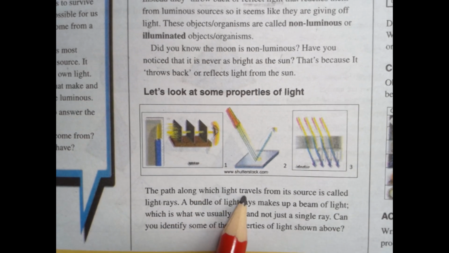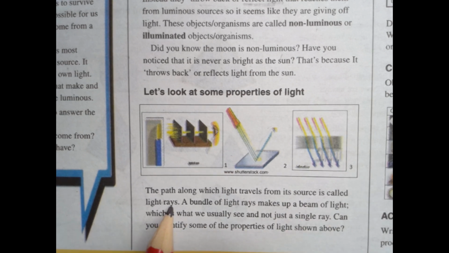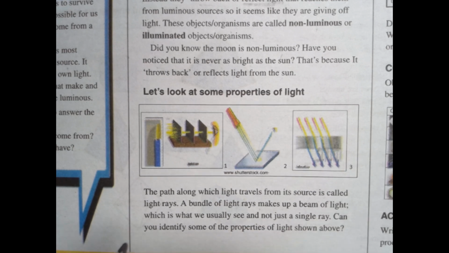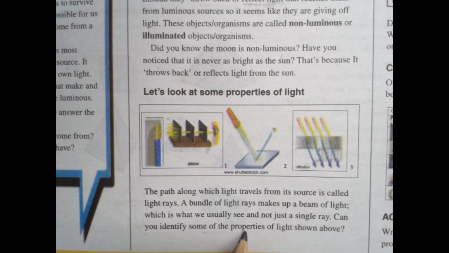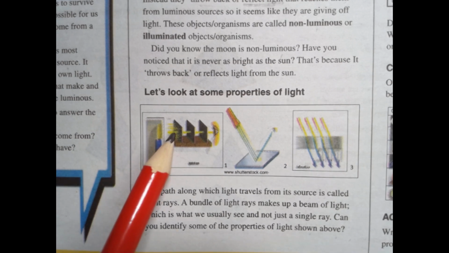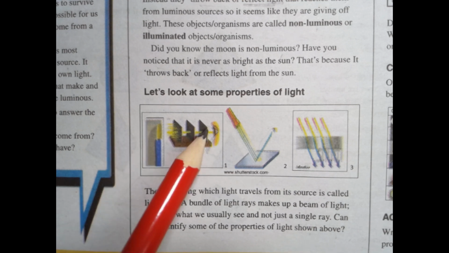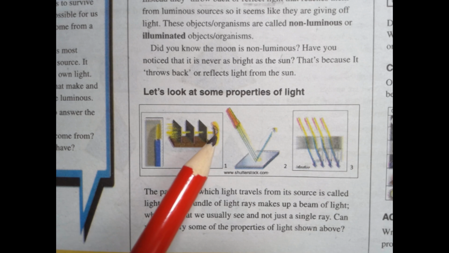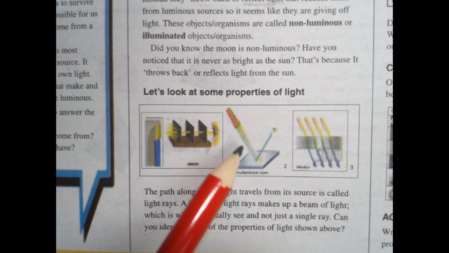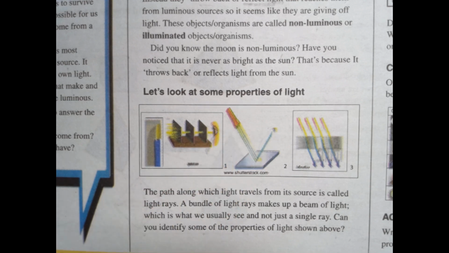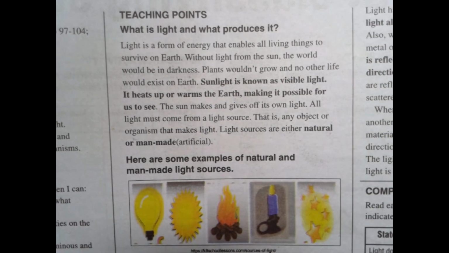The path along which light travels from its source is called light rays. A bundle of light rays make up a beam of light, which is what we usually see and not just a single ray. Can you identify some of the properties of light shown above? I'm thinking that if I move one of these and I'm looking straight through these little holes in the middle, I may not be able to see the candle or the light source here. If I put something here, it could block the light. Light can bounce, I guess. If this is a mirror and I'm looking here, light can bounce. And we'll learn more about this one afterwards, because this looks like the light is bending.